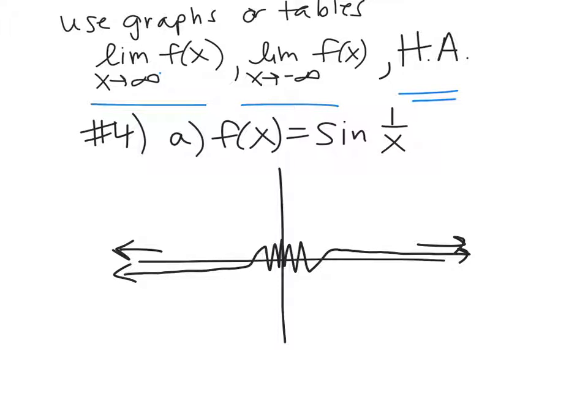And so the limit as x goes out to infinity this way is 0. As I go out to negative infinity, it's also 0. And so my horizontal asymptote would be y equals 0. I got 2 more.